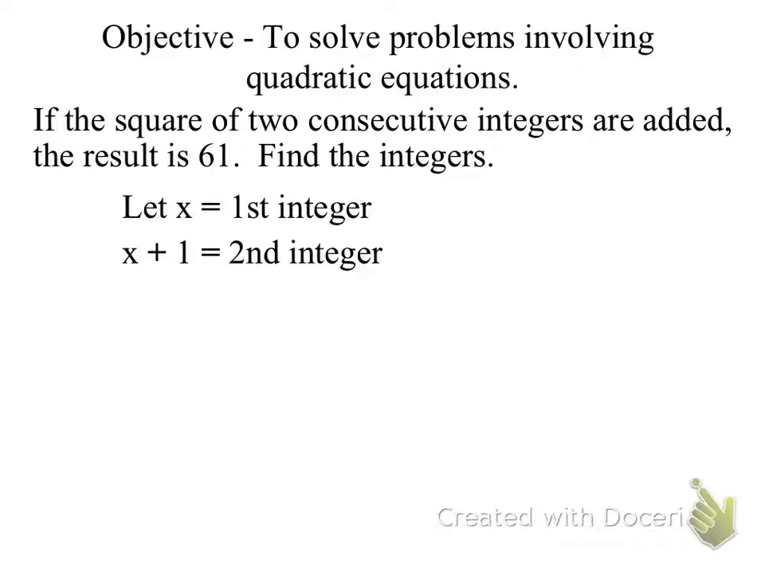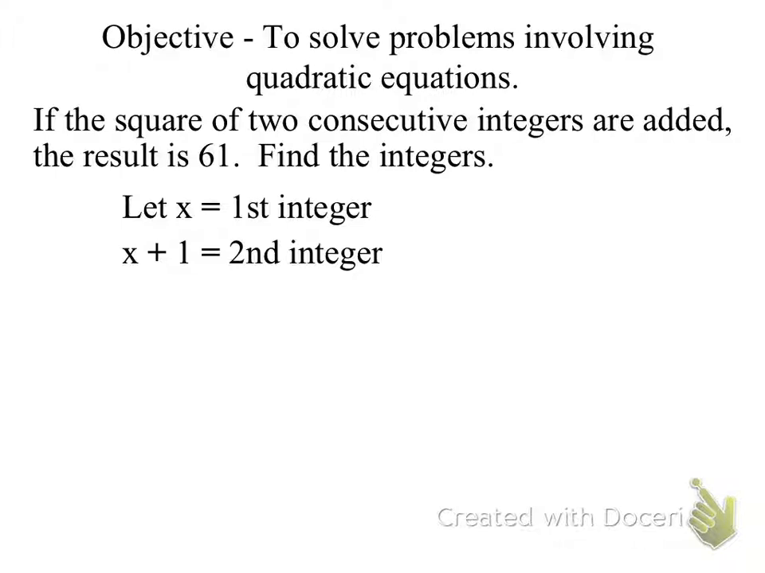Knowing that, it says if the squares of two consecutive integers are added. How am I going to show that as an equation? The square of two consecutive integers. All right, so what are we doing? How do I write that out as an equation? Patrick. So it's x plus 1 squared.